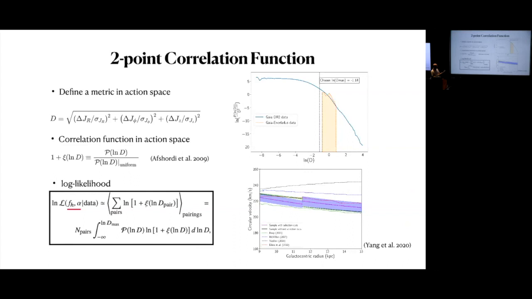And by maximizing the likelihood, we can see in which potential we get the most clustered result, the maximum of this likelihood. These are the results of Tiani Yang's paper, Nyayesh's student. They found that the circular velocity they get from maximizing this likelihood is consistent with their results from the Gaia DR2 data. So this is one idea.